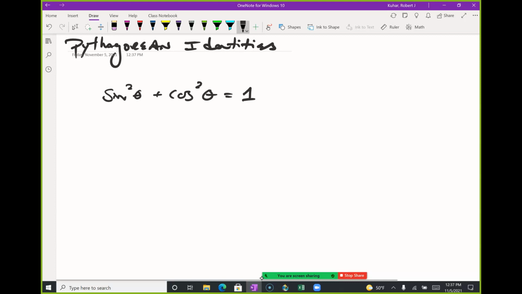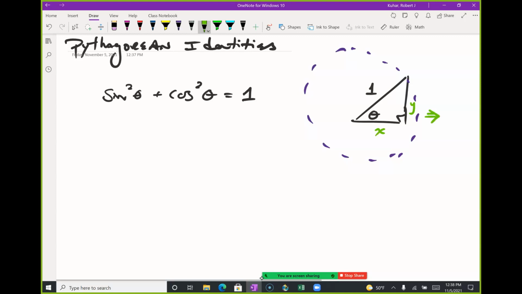What I want to think of is the unit circle, with my radius of 1. And of course I have a height of y, a base of x. And by Pythagorean theorem, I know that x squared plus y squared is 1. So by the way, that's the equation of a circle.